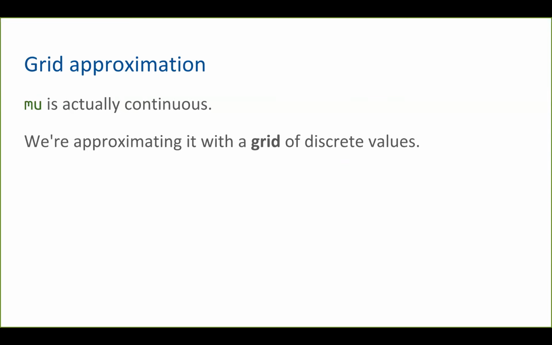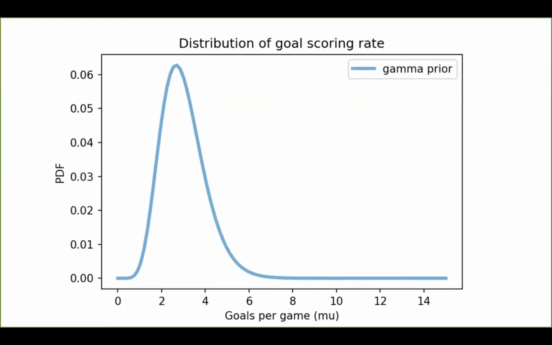This method is called a grid approximation, where I take all of my continuous values and approximate them with a discrete grid. Here's what that prior distribution looks like. It says that between any two teams in the NHL, I think the goal scoring rate is probably near 3. If it's the best team against the worst team, it might be as high as 6. If it's the worst team against the best team, it might be low, less than 1, but it's probably in this range.